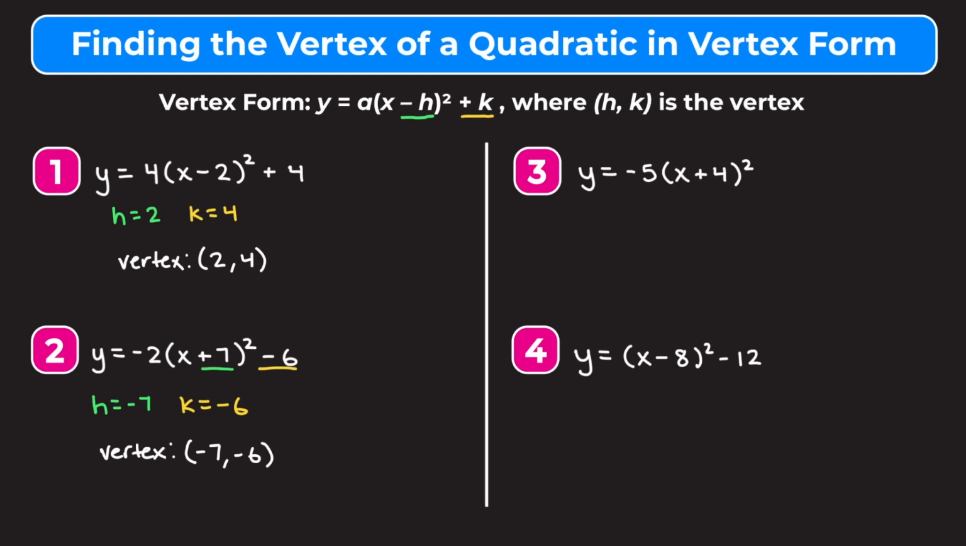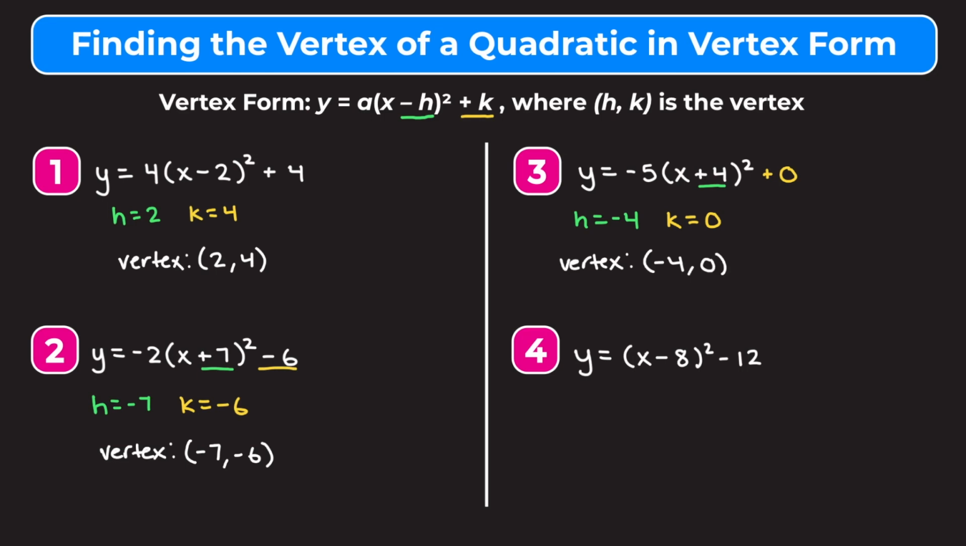And now for these last two examples, I encourage you guys to pause the video and try them on your own, and then you can watch me work through them to make sure you've done them correctly. So for example 3, we have negative 5 times the quantity of x plus 4 squared. So we have a plus 4, so our h value is going to be the opposite sign, so it's going to be negative 4. And we don't have anything being added on the outside, so we can think of this as there being a plus 0 on the outside. So our k value is going to be 0. So if you don't have anything added on the outside, your k value is going to be 0. So now we can just write our vertex as h comma k, so our vertex is negative 4 comma 0.